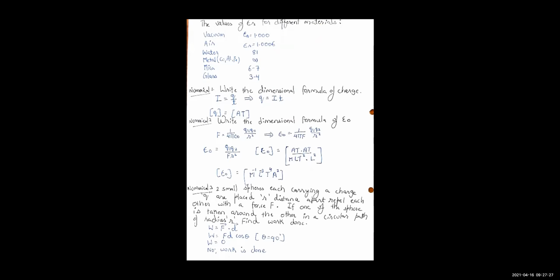Now let's start with numericals. What is the dimensional formula of charge? Now you know the formula I equals Q by T. As you want to find the dimensional formula of Q, Q is IT. You know the dimensional formula of current is ampere, that is A raised to 1, and time is T raised to 1. So the dimensional formula of charge is AT.